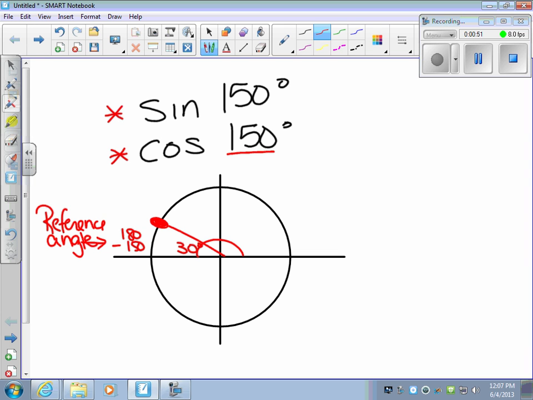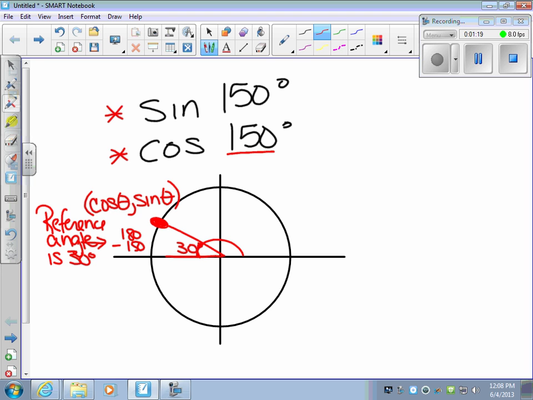And the reason that's important is because if you remember that this point can be thought of as the cosine of the angle comma the sine of the angle, I could either say the cosine of 150 and the sine of 150, or I could use this reference angle of 30 degrees. If I'm going to use the reference angle, I have to know if these are positive or negative.